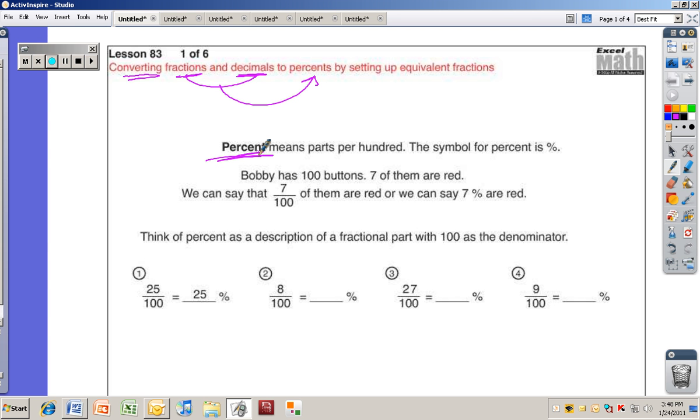Percent means per what? What does percent mean? Per 100. Per cent. Cent, 100 cents in a dollar. 100 centimeters in a meter. Cent always means 100 in math. So this means per 100. So when you see a percent sign, you're thinking out of 100, per 100. The symbol for percent looks like this.